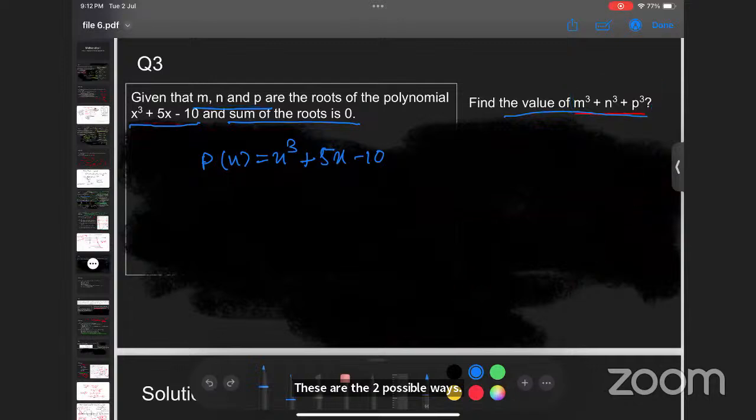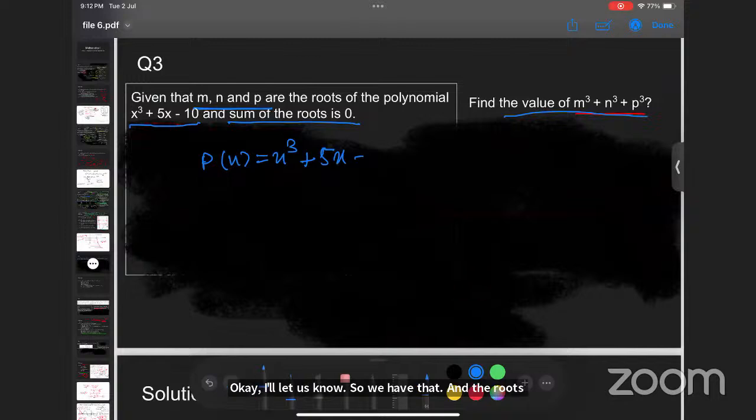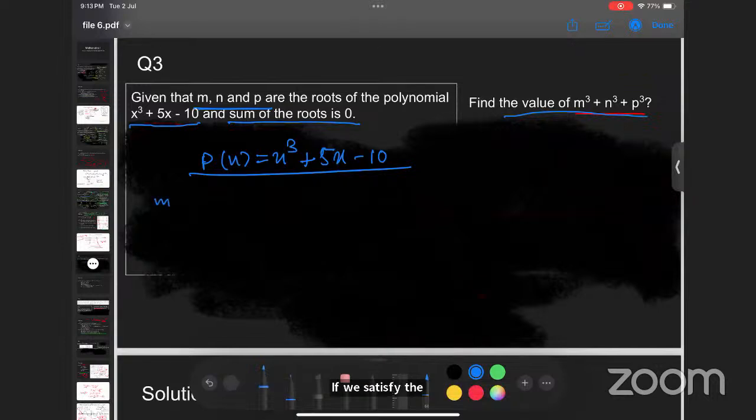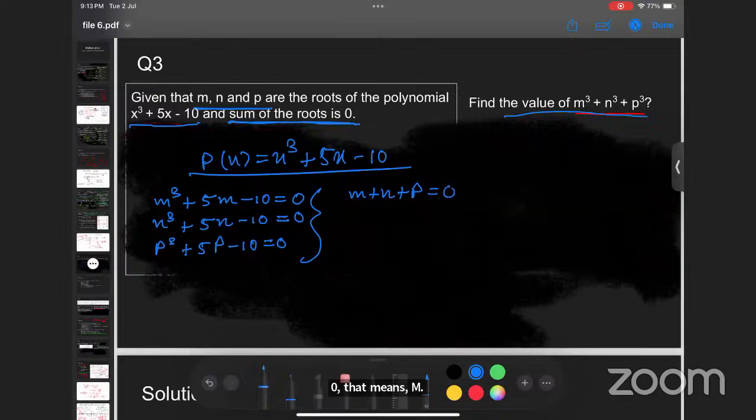Okay, let us now solve this one. So we have that m, n and p are the roots of the polynomial. If we have the roots of the polynomial, then they will satisfy the polynomial, right? So we have m cube plus 5m minus 10 equals 0. n cube plus 5n minus 10 equals 0. p cube plus 5p minus 10 equals 0. These three we already have, right? Along with that, it is given that the sum of the roots is 0. That means m plus n plus p equals 0, right? This is the fourth equation we have.